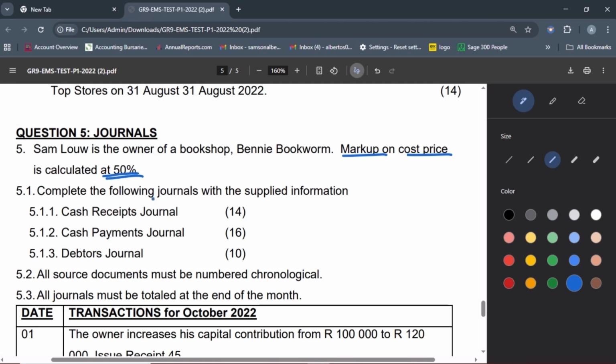Then our next stop, complete the following journals with supplied information. CRJ, 14 marks. CPJ, 16 marks. Data's journal, 10 marks. All source documents must be numbered chronologically. Noted. All journals must be totaled at the end of the month. So we must close off all the journals. And we have all these marks which are allocated on journals, which will give us 80 marks. Let us look into this one.